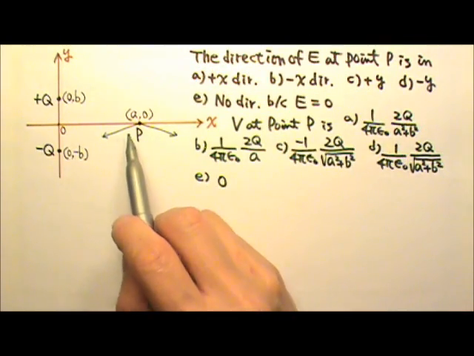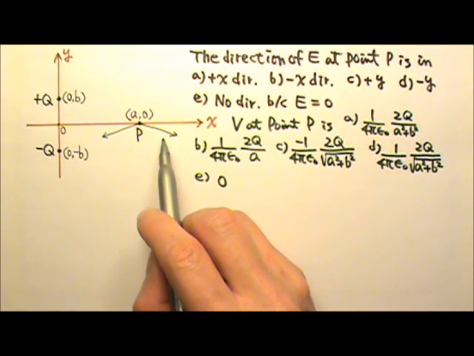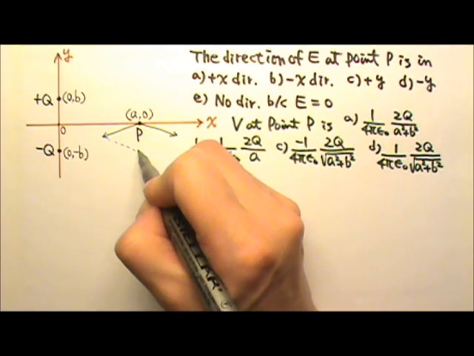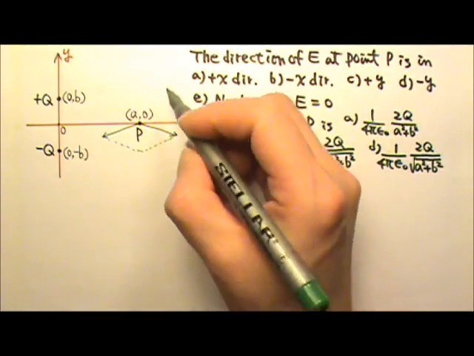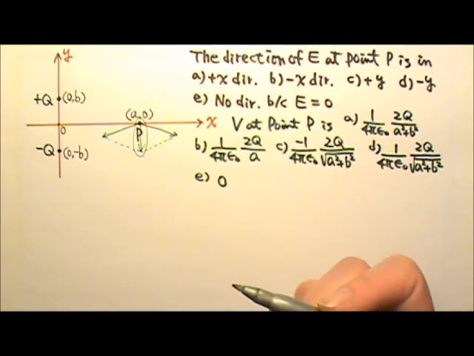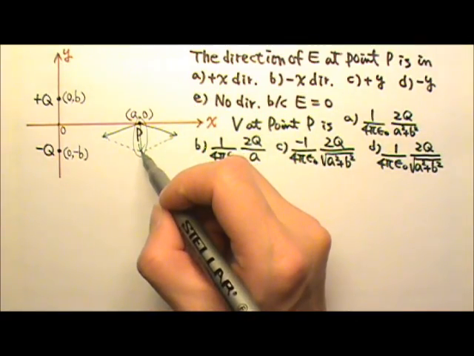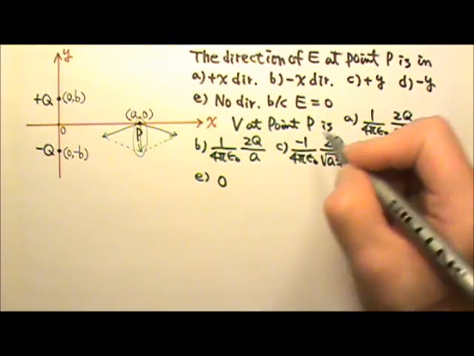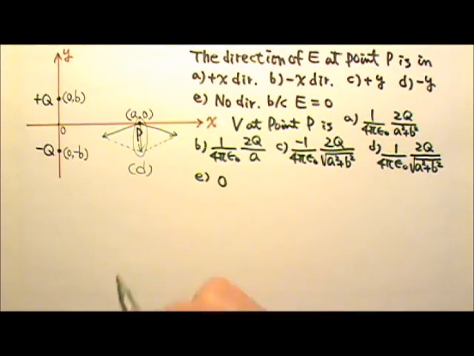And then we have to add these two electric fields together by adding vectors. So I have to make a parallelogram, and then the diagonal is the sum. So the net electric field would go down this way, which means it's in the negative y direction. So the answer is D.